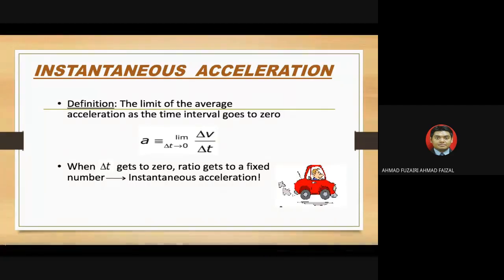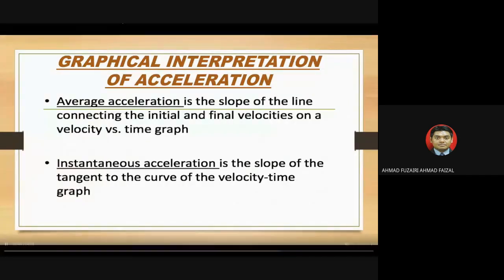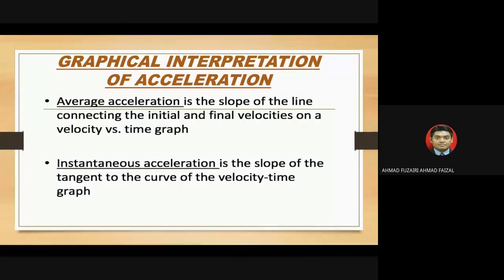To find the average acceleration from a graph, we need a graph of velocity versus time. The slope of the line connecting the initial and final velocity represents the magnitude of average acceleration.